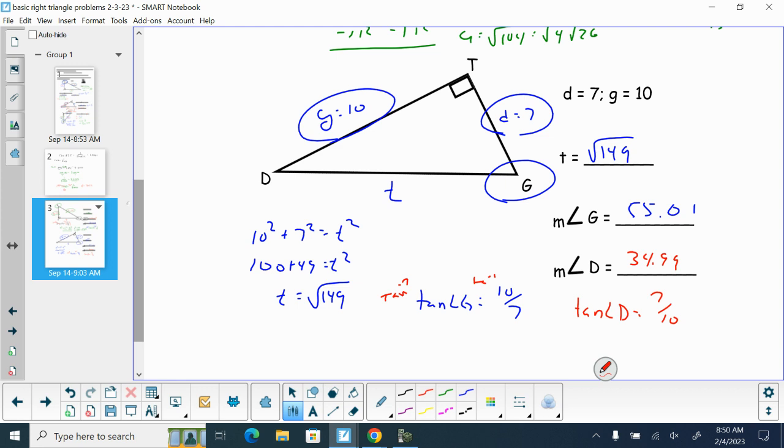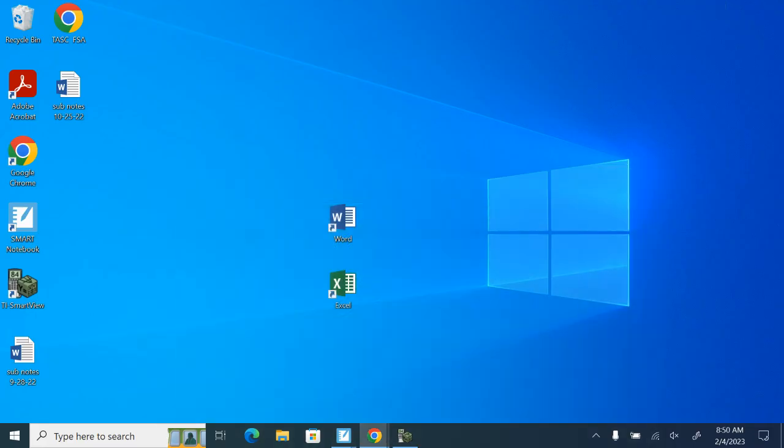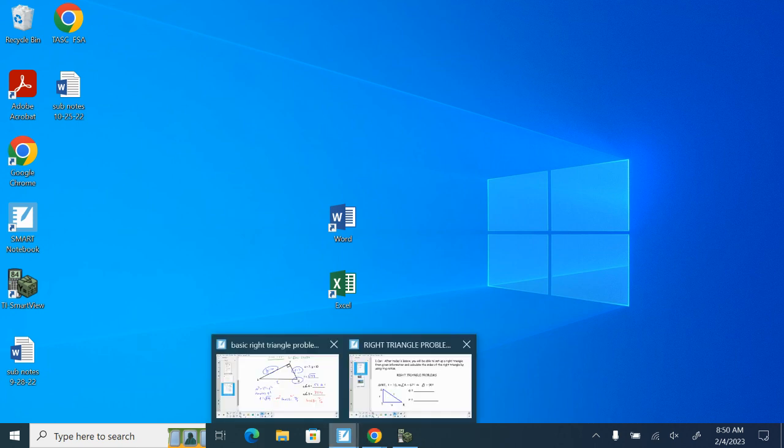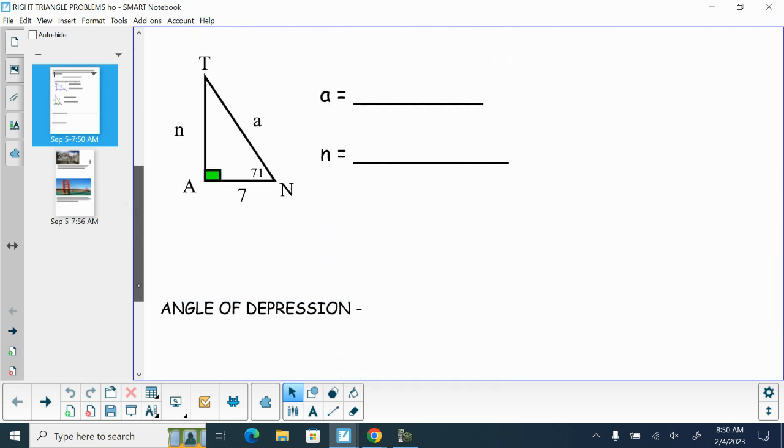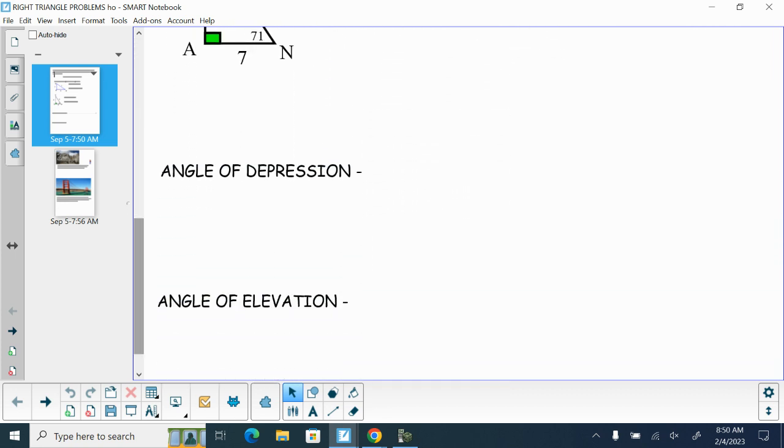Okay, going into today's assignment. We won't worry about the first part here because we've done these triangles already. We'll just go down to the bottom here. We have two definitions that will be used in our problems: angle of depression and angle of elevation.